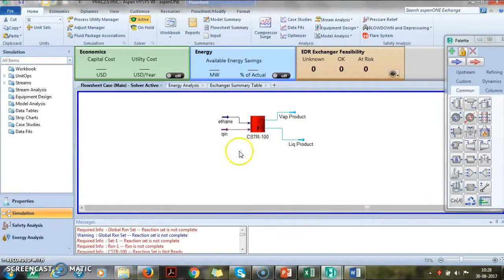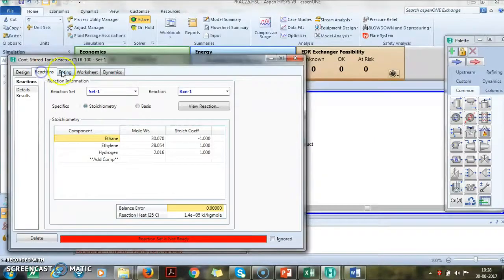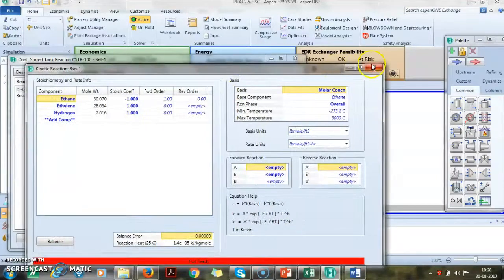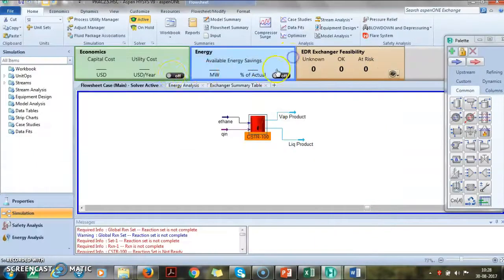Now I have to add the same into the reactor. I've already generated the flow sheet, but you can see that the reaction is still not done properly. If you see, the reaction is yet to be completed. So I'll do that first.